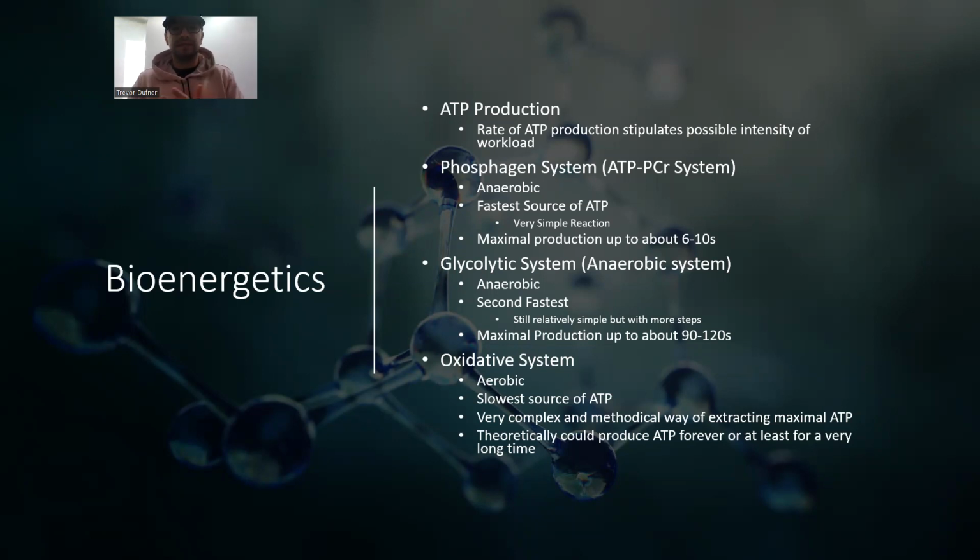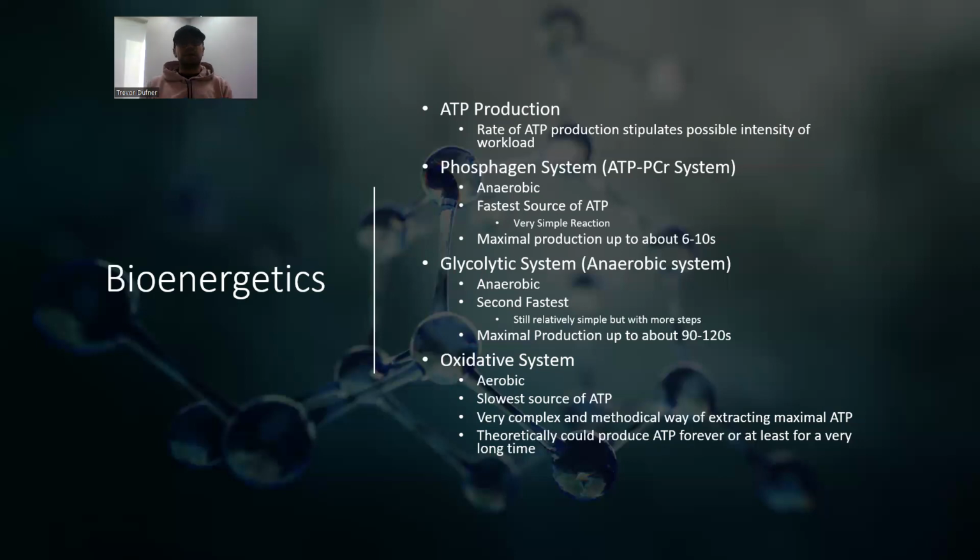This system is anaerobic. It's going to be our fastest source of ATP because it's a very simple reaction. We'll get a little bit more into each of these in detail after I go through the slide. The glycolytic system is another anaerobic system, and if you remember, anaerobic means without oxygen, so we're not utilizing oxygen for this reaction whatsoever. So second fastest system. And then we have our oxidative system, which is our aerobic system, right?